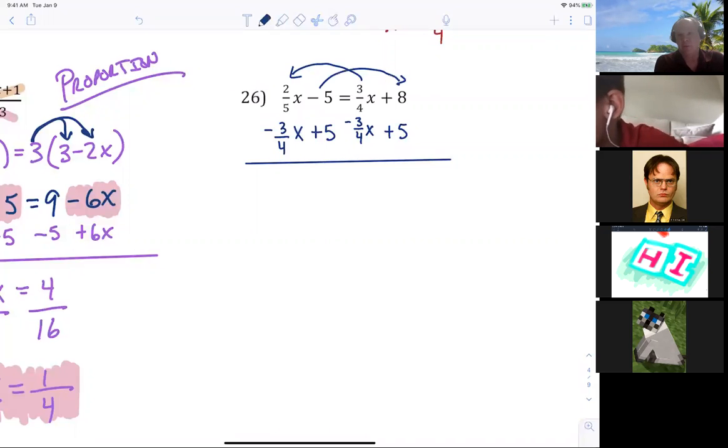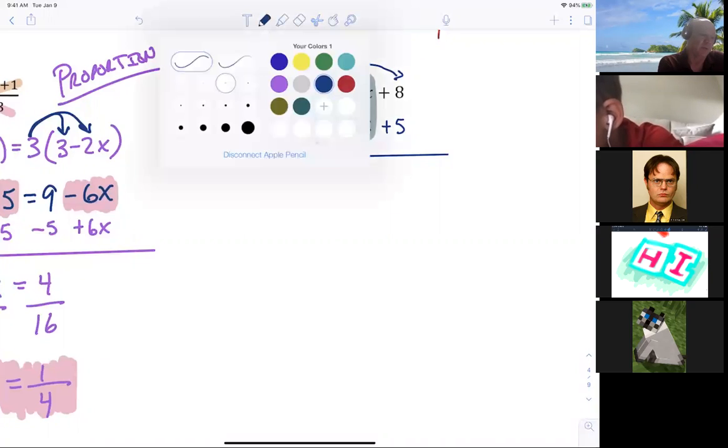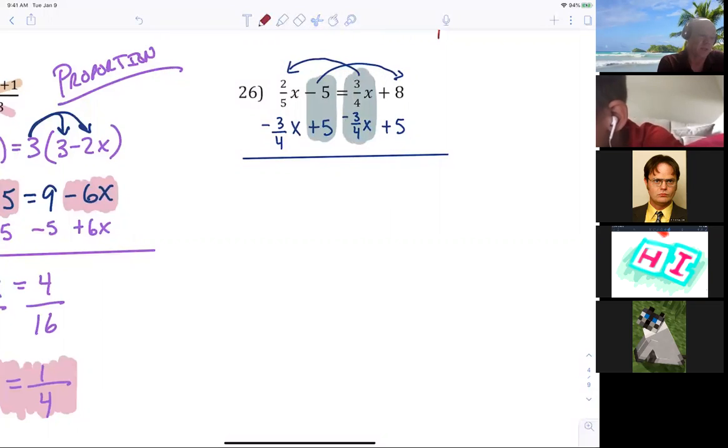Anybody have any issues? All right, now what we're going to do is we're going to combine the terms. So this minus 5 and plus 5 cancels. The 3/4 and the negative 3/4 cancel. So now your job is to tell me what's 8 plus 5. Well, that's obviously 13. Now we got to practice our fractions. 2/5 minus 3/4. We don't need a calculator. Someone tell me what the common denominator is quickly.